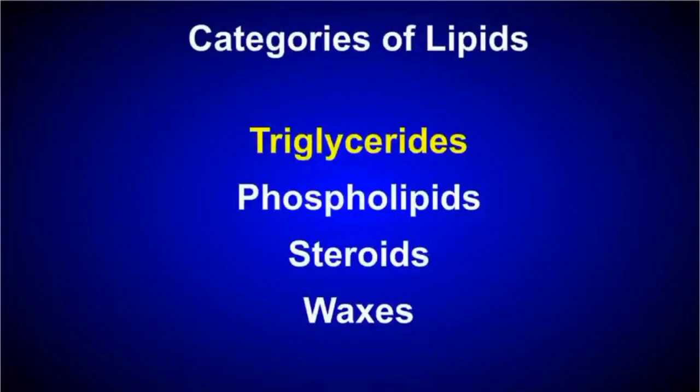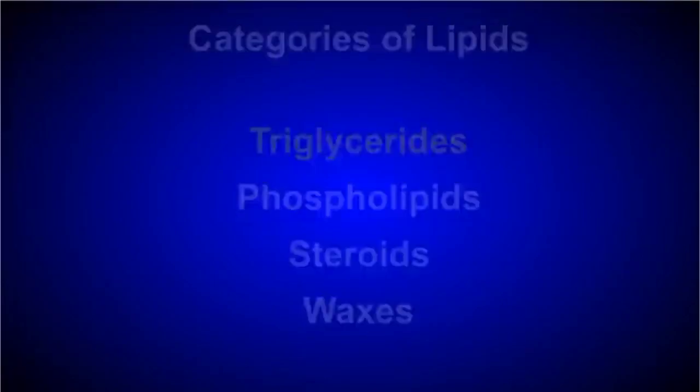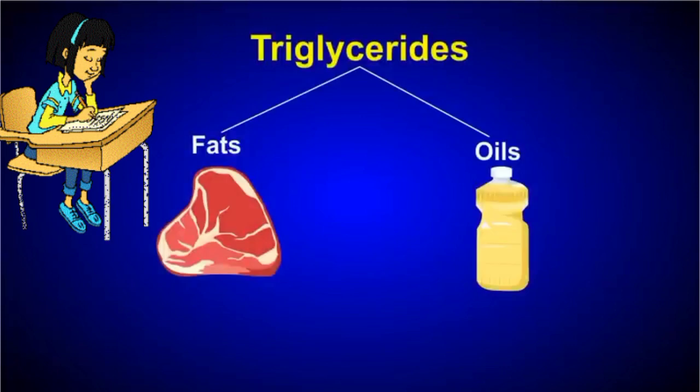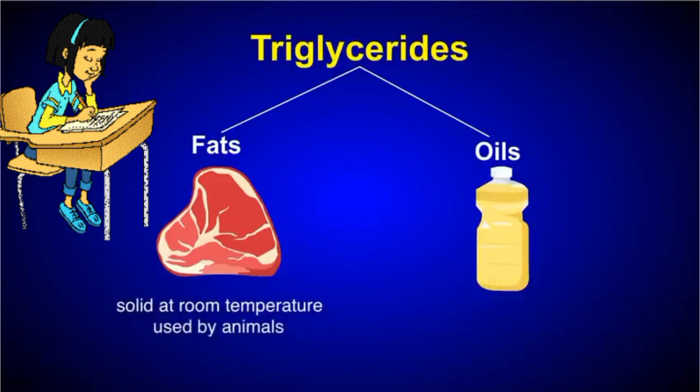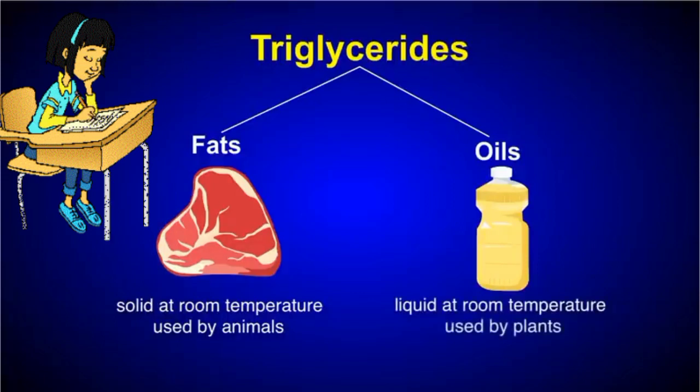Let's take a closer look at the category of lipids known as triglycerides. Triglycerides include the fats and oils. Fats such as lard and butter are solids at room temperature and are used by animals for insulation, protection, and long-term energy storage. Oils such as corn oil and olive oil are liquid at room temperature and are used by plants for long-term energy storage.